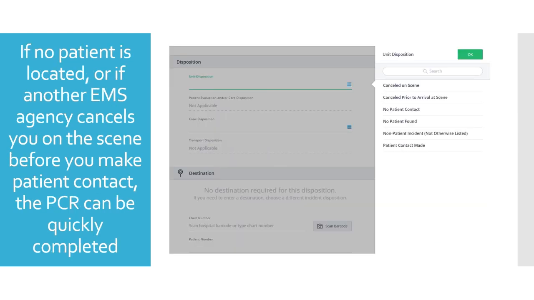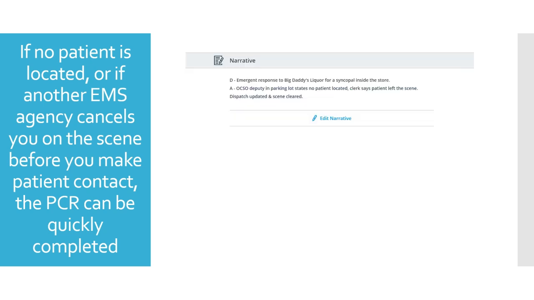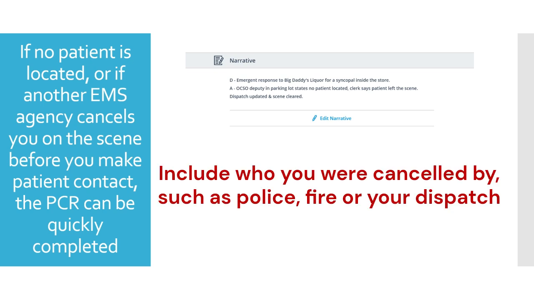If no patient is located, or if another EMS agency cancels you on the scene before you make patient contact, the form you fill out will be abbreviated by selecting in a unit disposition, no patient contact or no patient found. When you choose this, you don't have to include vital signs, assessment, patient information because there was no patient contact. You do have to do a narrative, but the narrative can be abbreviated as well. Simply state your dispatch information and your arrival information and state what you found or didn't find.